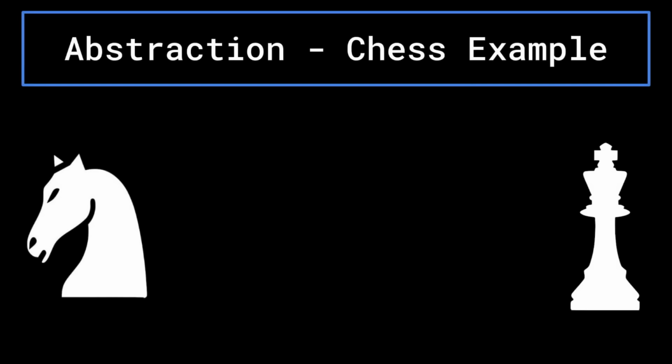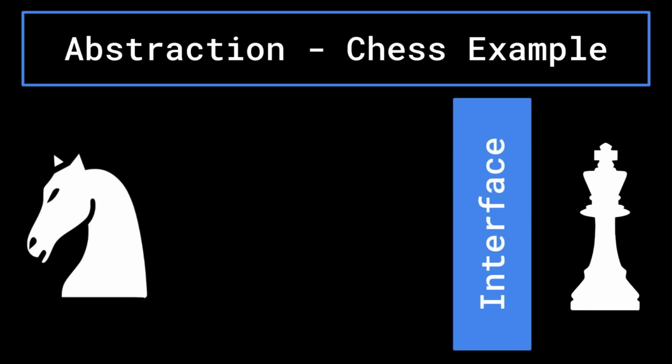Let's return to the chess example that we've been using throughout the video. Let's say that you are working on making the knight work as it should, and a fellow programmer is working in the king class. In order to effectively work together, you need to agree on an interface with which these pieces are able to communicate.